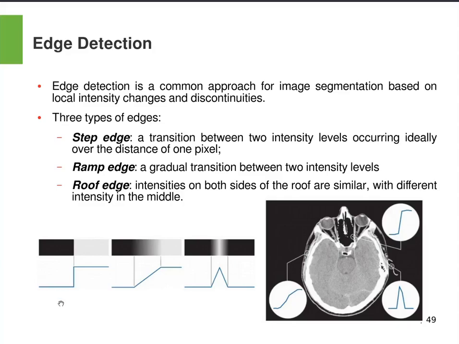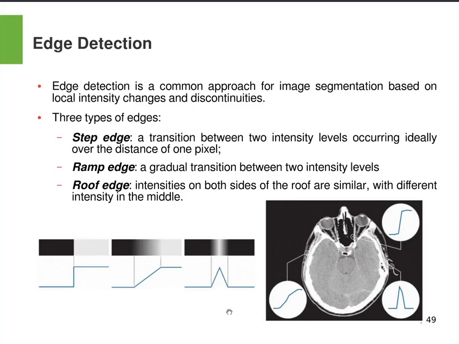Then we can have ramp edges, in which we have a gradual transition between 2 intensity levels. This is an example of an ideal ramp edge. As you can see, we have this smooth transition from one intensity level to another one. And then finally we can have roof edges, in which intensities on both sides of the roof are similar, like we have here, but we have a different intensity in the middle of the image. This is an ideal example of a roof edge.